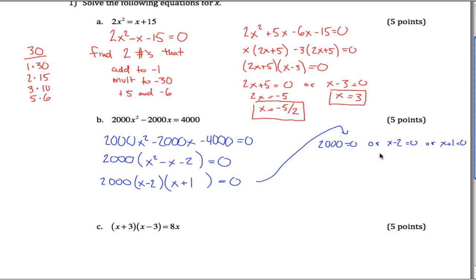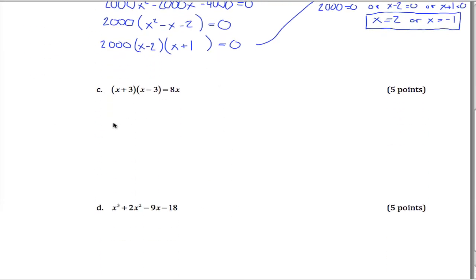This one here, x minus 2 equals 0, that could happen. You could add 2 to both sides and get x equals 2. X plus 1 equals 0. You could subtract 1 from both sides and get x equals negative 1. So what we get for our solutions are that there's two solutions, x equals 2 and x equals negative 1. Moving on.